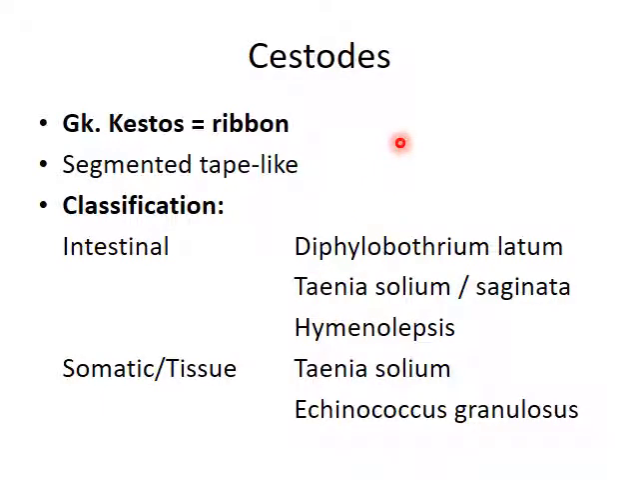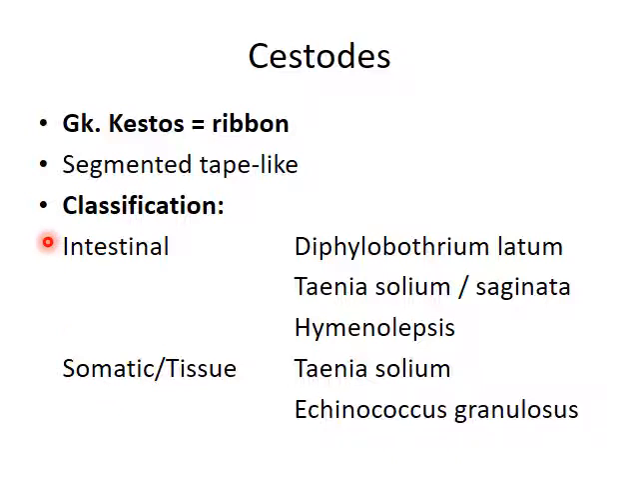Let us have some brief introduction regarding the class cestodes. Cestodes comes from the Greek word kestos, which means ribbon, and as the name suggests, these worms are ribbon shaped. Cestodes are long, they are segmented and they are dorsoventrally flat, that is they are tape like, and hence they are named as tapeworms. Based on the habitat, cestodes are classified as intestinal cestodes and somatic or tissue cestodes.